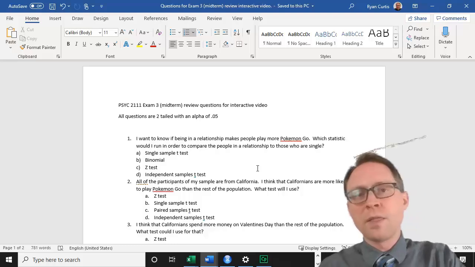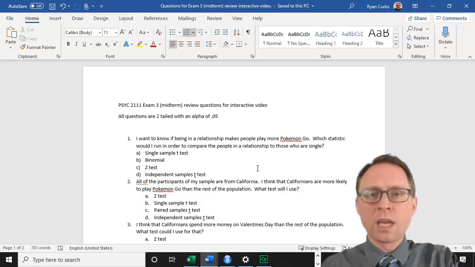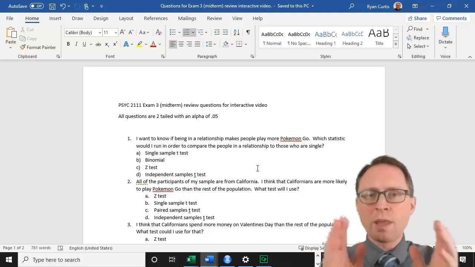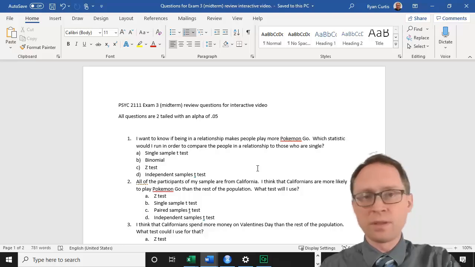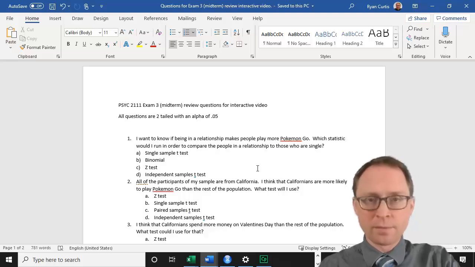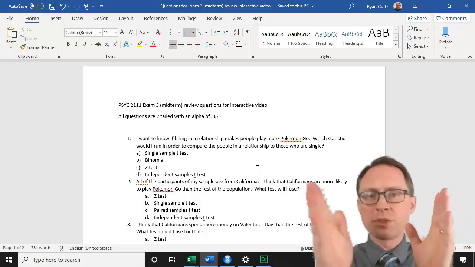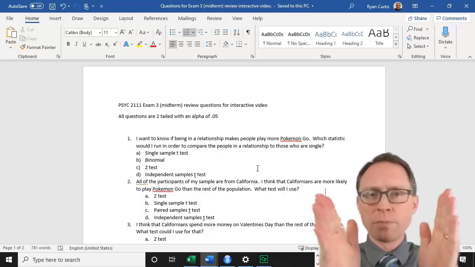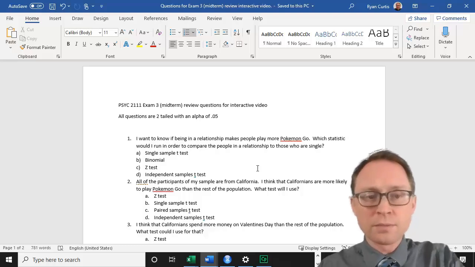But the problem is that the dependent variable is playing Pokemon Go. And if you look at the data, you see that playing Pokemon Go is either yes or no. That is not a continuous variable. It is a categorical variable. So we actually do not have any test that can compare a categorical variable, in and out of a relationship, to a categorical variable, which is whether or not you play Pokemon Go. So the answer to this one is none of the above.